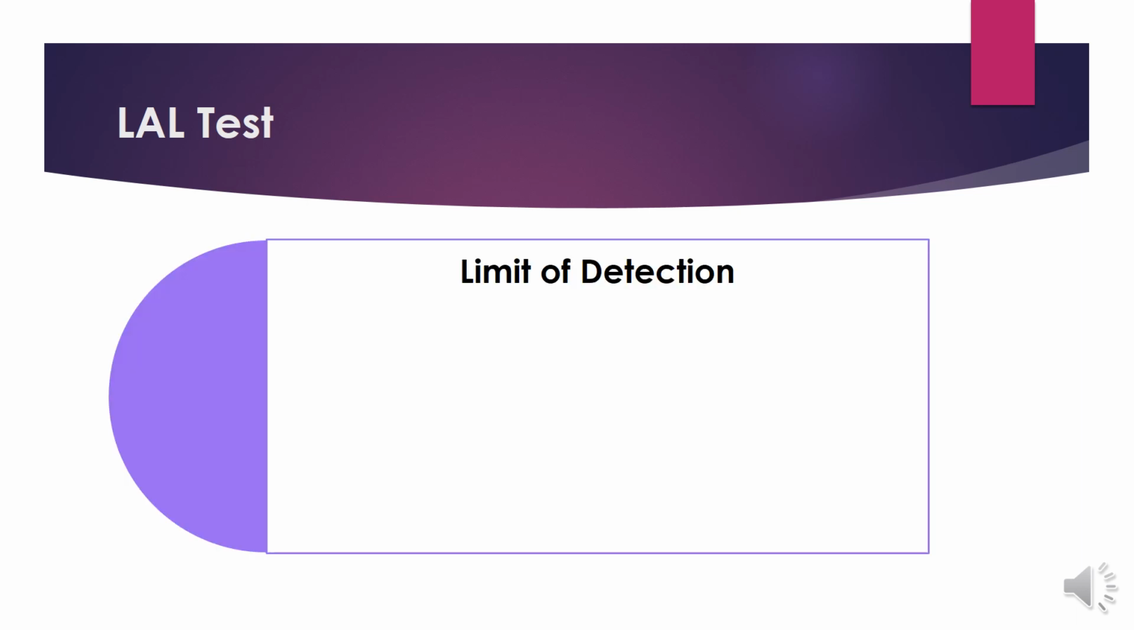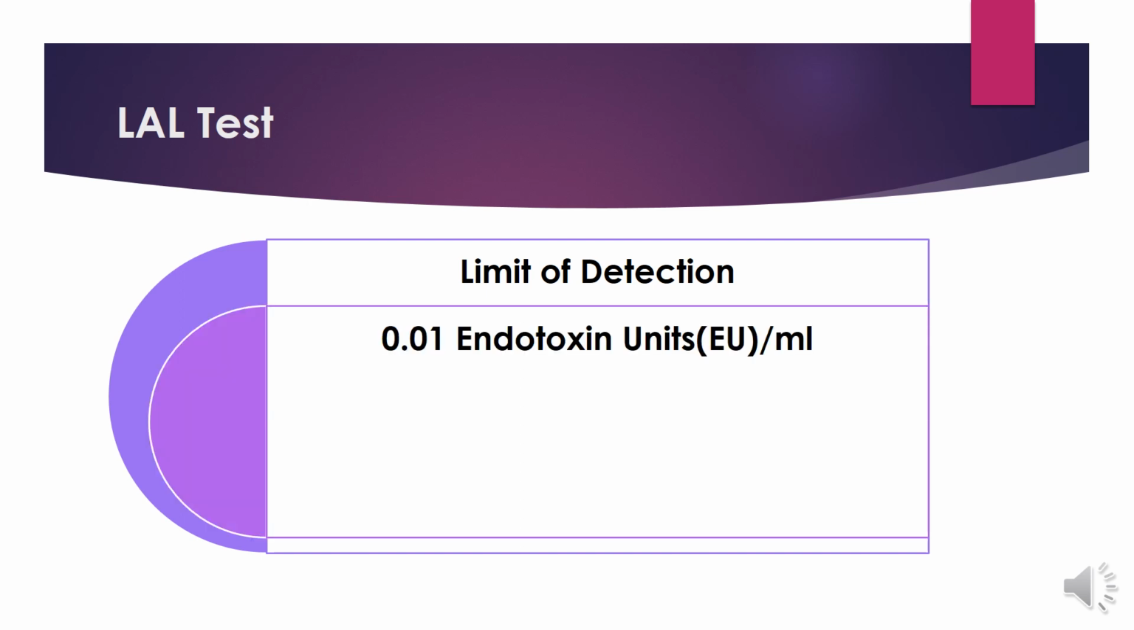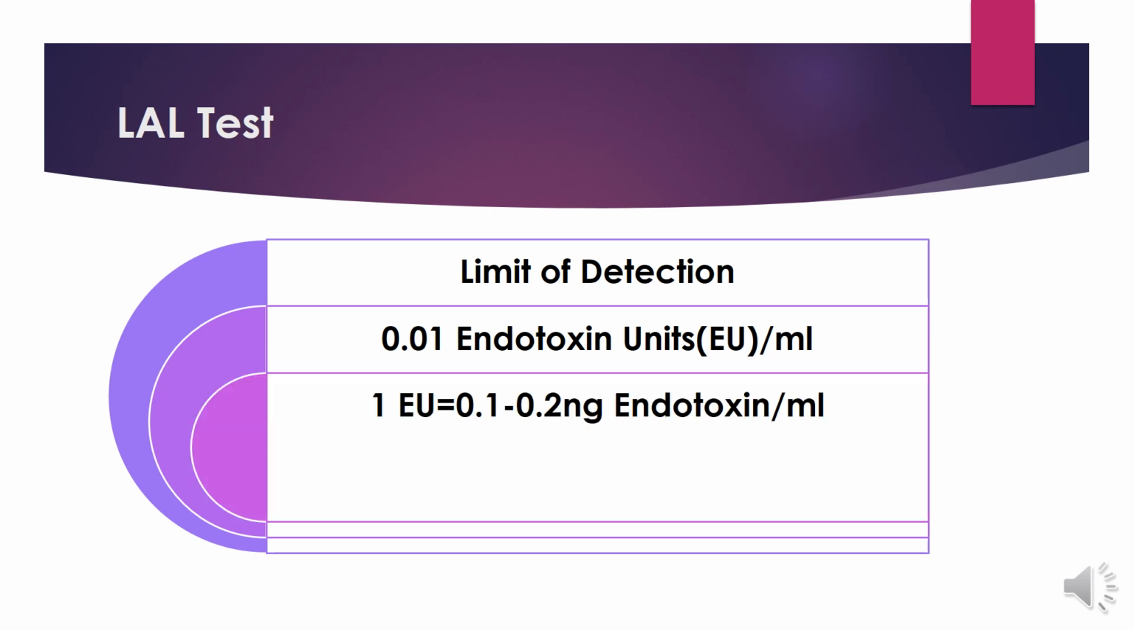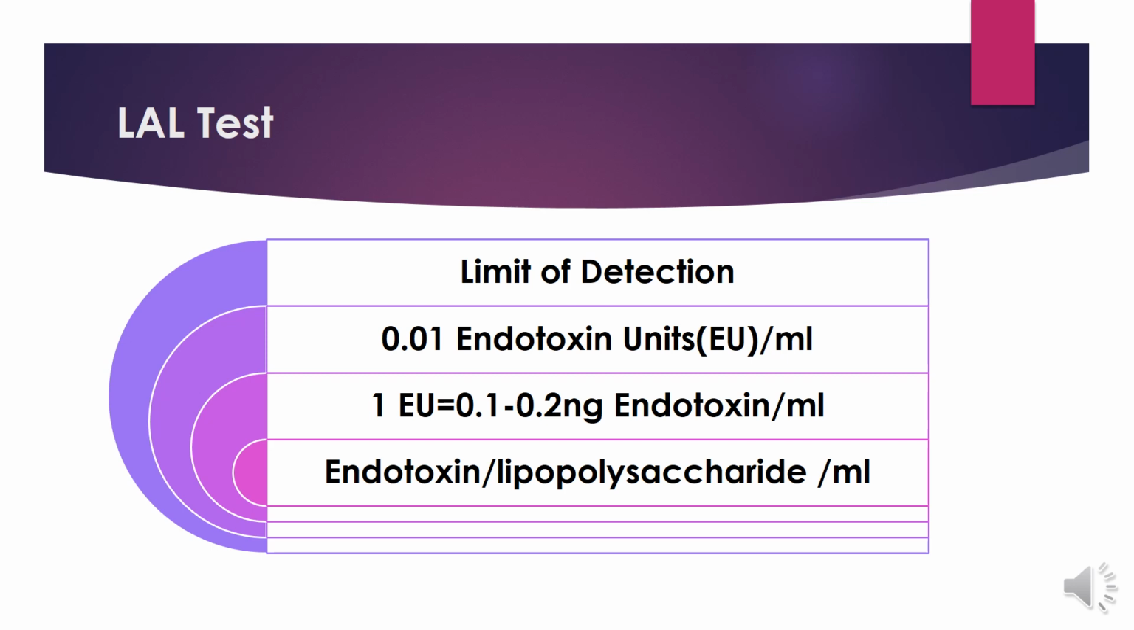Limit of detection of the LAL test. It says 0.01 endotoxin units per ml can be detected by this test. So what is an endotoxin unit? One endotoxin unit is equal to 0.1 to 0.2 nanogram of endotoxin per ml, or in other words, lipopolysaccharide per ml of the preparation.